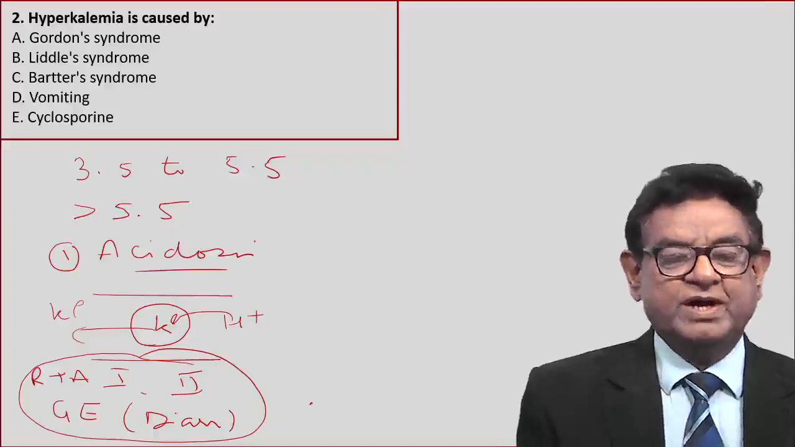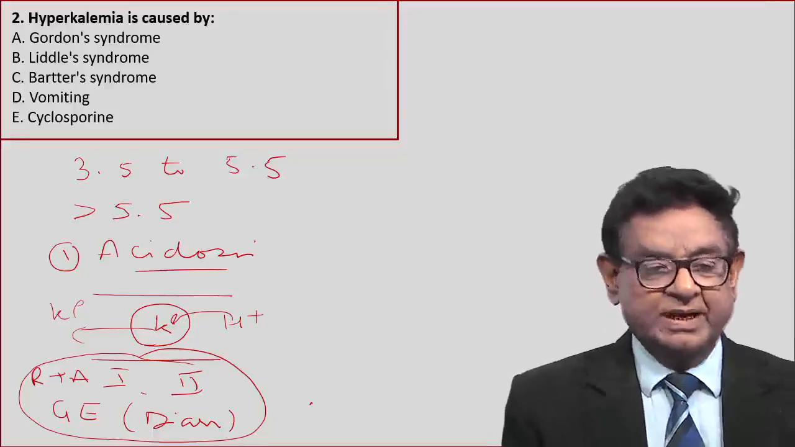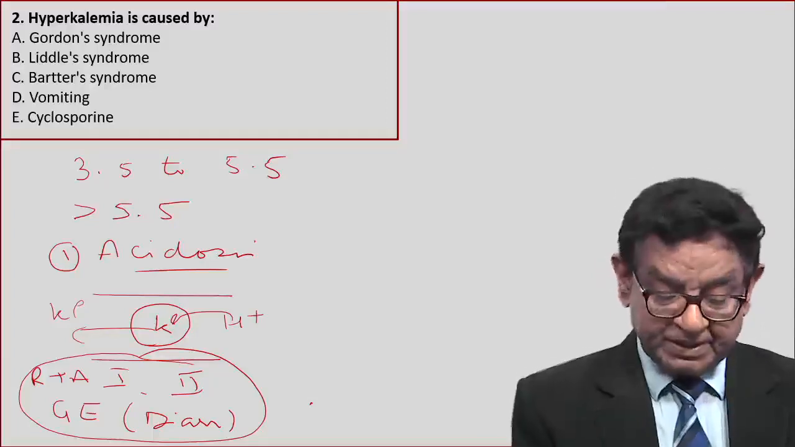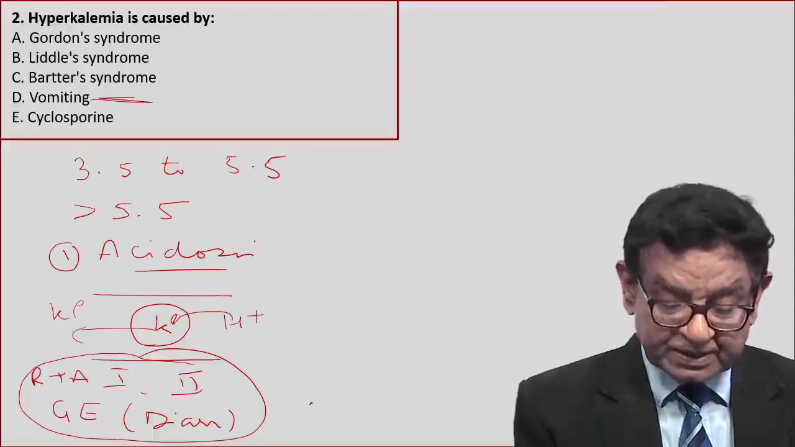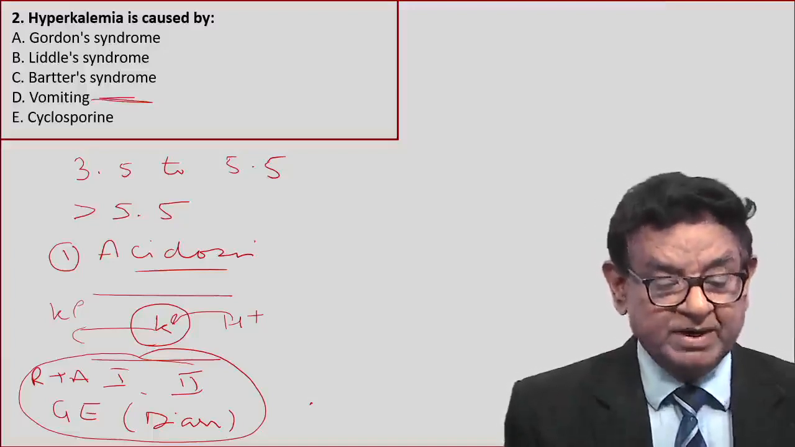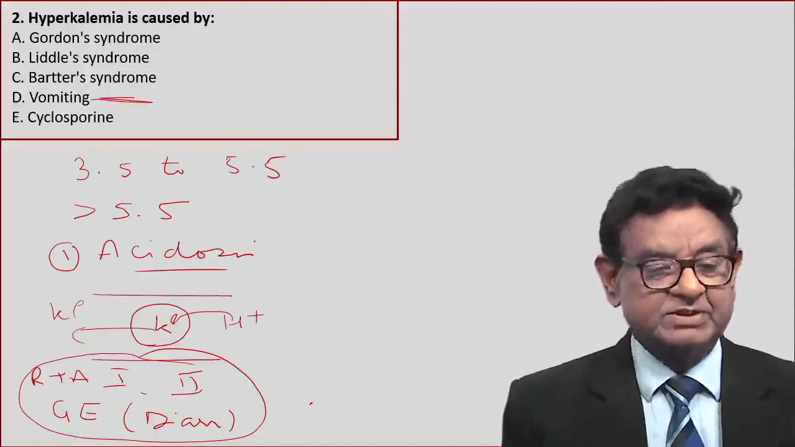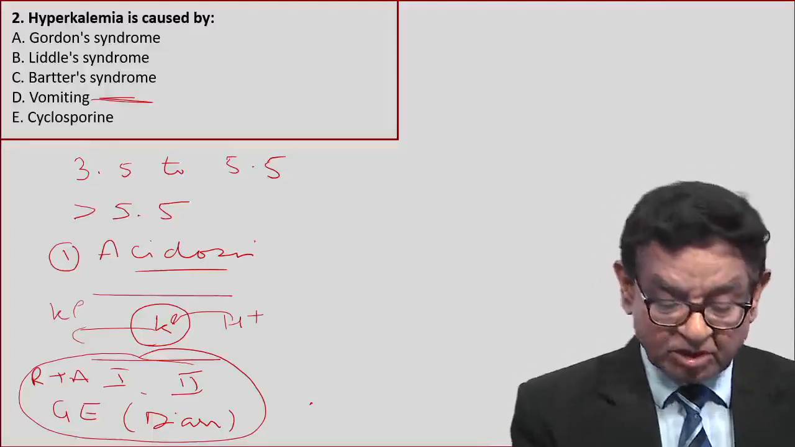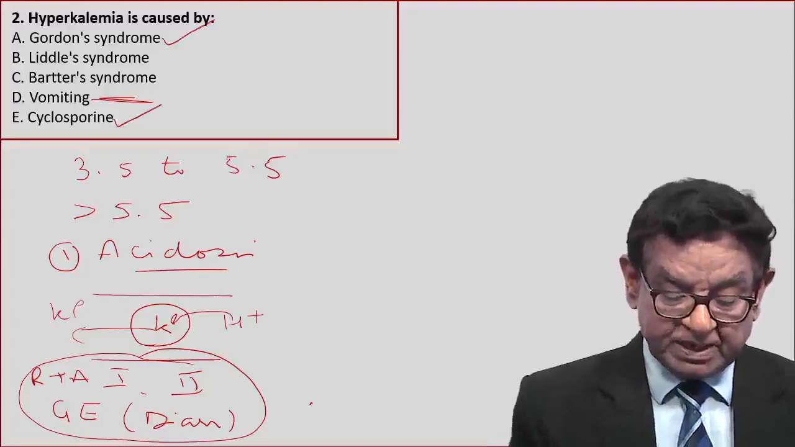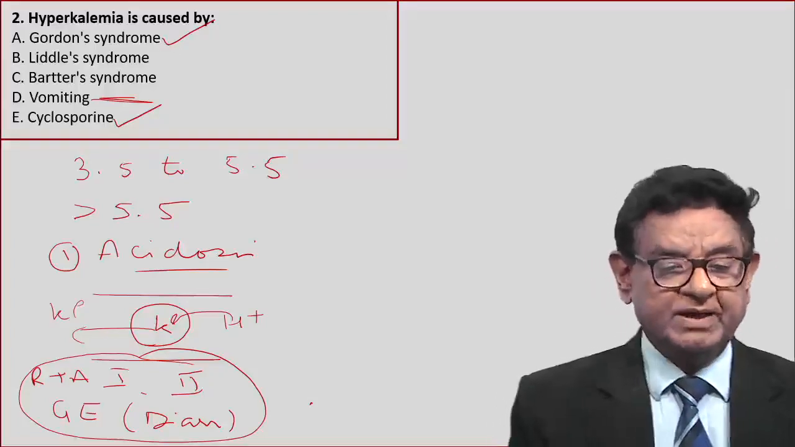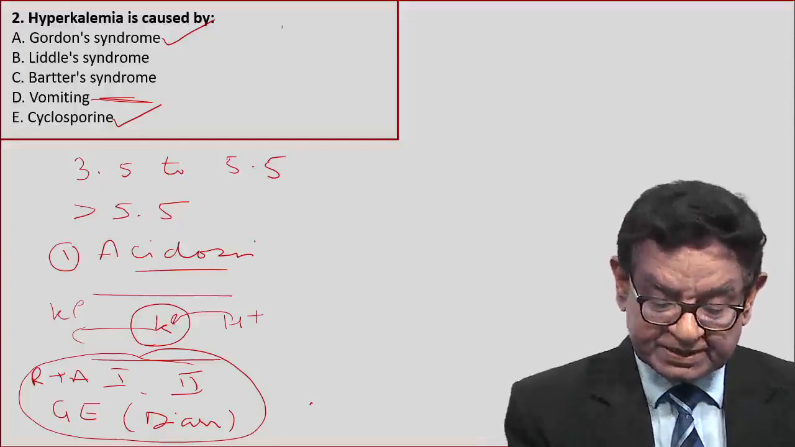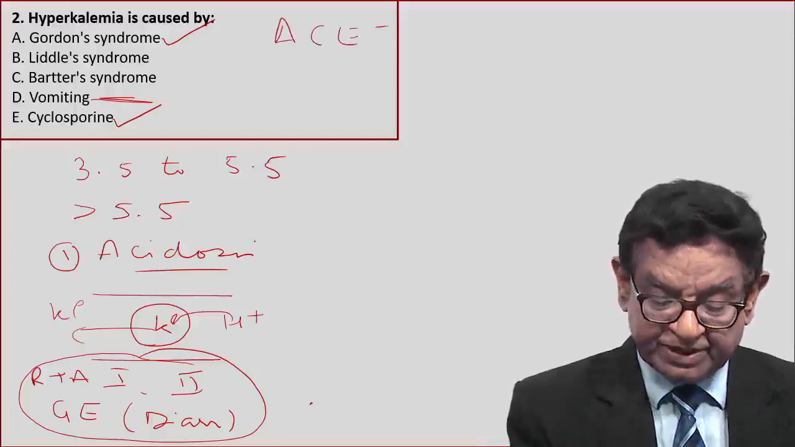So now you understood why acidosis will lead to hyperkalemia. But remember, in vomiting hypokalemia occurs. Same with diarrhea, hypokalemia occurs despite having acidosis. Now hyperkalemia occurs in Gordon syndrome and cyclosporin. In Bartter and Gitelman also hypokalemia occurs. Now other drugs which can lead to hyperkalemia are ACE inhibitors. I think this question comes every year in all the exams.